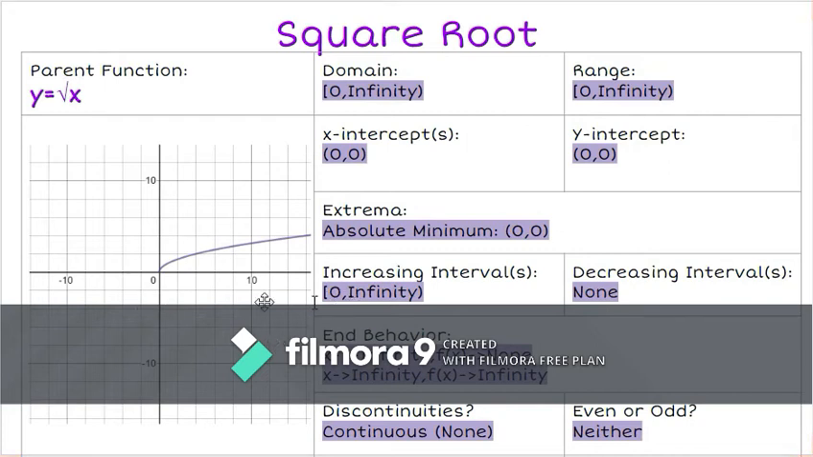The increasing intervals, it starts at 0 and then it goes on infinitely as we see here. And then there are no decreasing intervals because there's nothing on the left side of the graph, and everything on the right side is going up. For the end behavior, if we look at negative infinity on the left side of the graph, there is nothing here, so there is none.